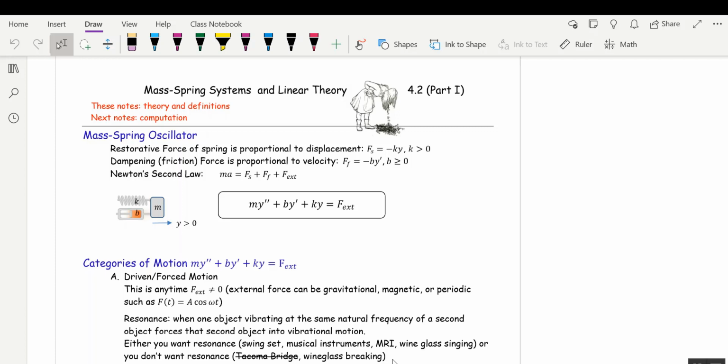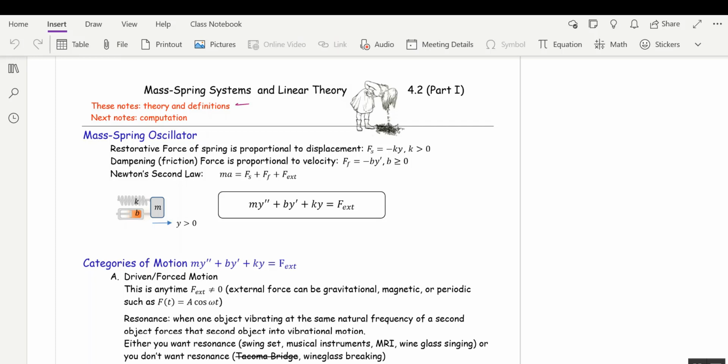Section 4.2 is going to come in two parts. This part's going to be all theory and definitions. So there's a girl throwing up words because that's how you're going to feel by the end of this section. And then in the next section, we'll learn computation techniques.